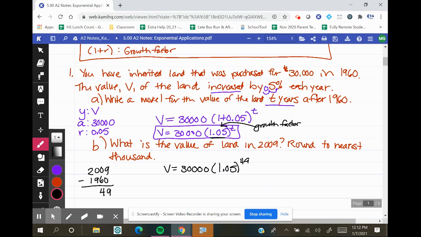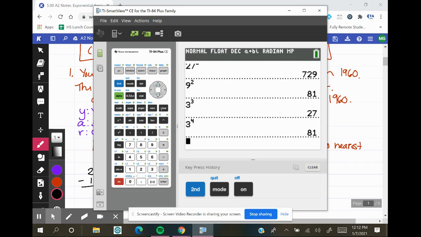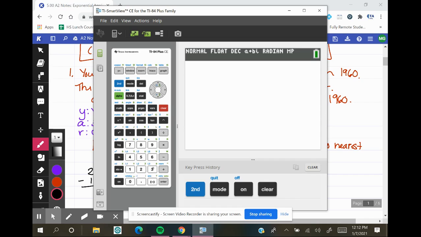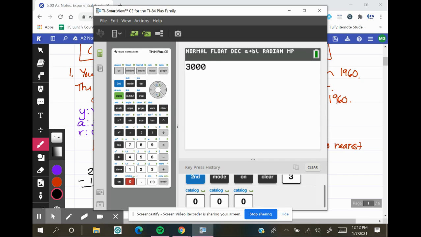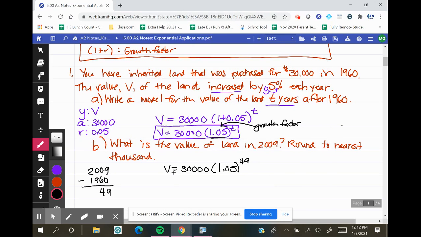So show my substitution into your calculator. You're just typing in exactly what you see. So 30,000 times 1.05 raised to the 49. You would write out that entire decimal. So 327,639.9939, and it says to round to the nearest thousand.